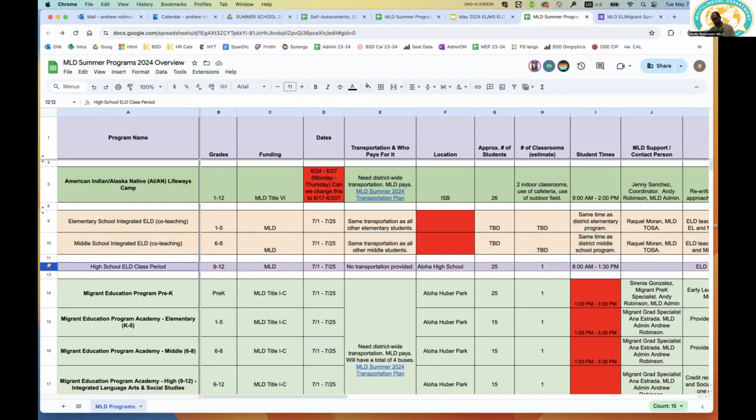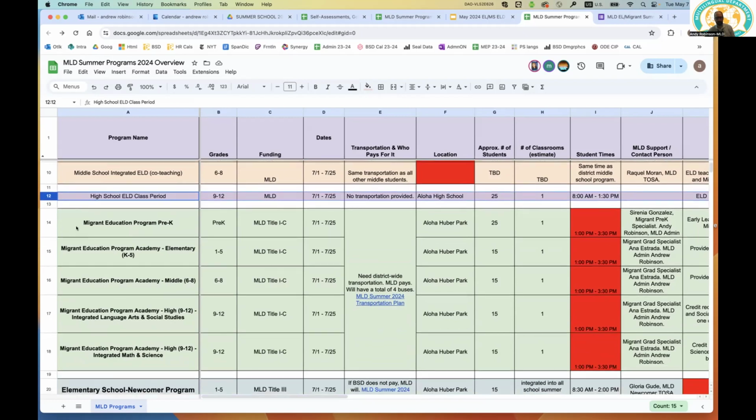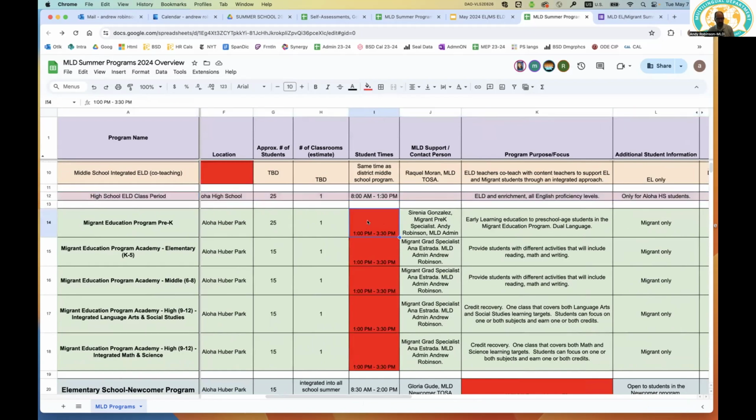FYI, I know this is K-8, but we are offering a focused ELD course at the high school level. Now, this next section of green programs, this is our Migrant Summer Academy. So we are engaging students at all levels, pre-K, elementary, middle, and high school at Aloha Huber Park in the afternoon. We are still working on the times because, as some of you may know, the district got a grant a few weeks ago, which extended the district summer programs till 1 or 2 in the afternoon, which starts to cross over with our migrant program. So we hope to have an answer soon about exactly when these programs will be offered.